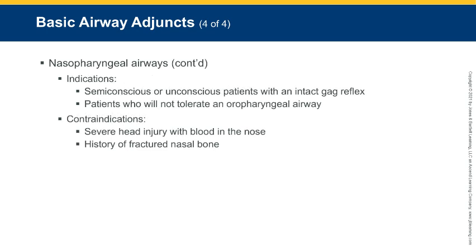Both OPAs and NPAs have specific indications and contraindications. OPAs are used for unconscious, apneic patients without a gag reflex. They are contraindicated in conscious patients or those with an intact gag reflex. NPAs are used for semi-conscious or unconscious patients with an intact gag reflex, but are contraindicated in cases of severe head trauma or nasal fractures.